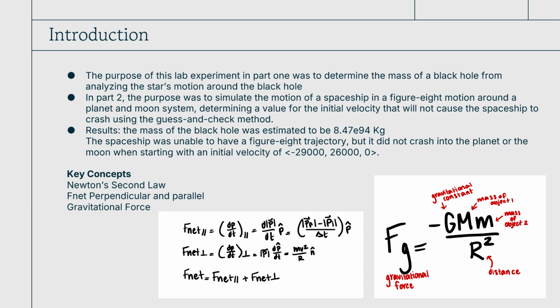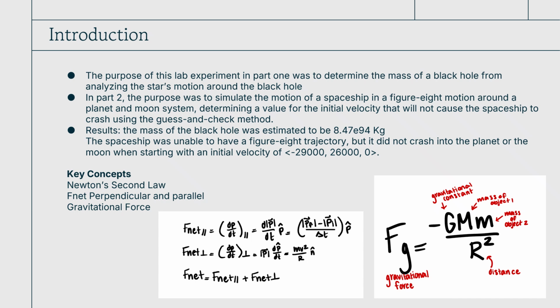As a result of this experiment, we were able to find that the mass of the black hole was estimated to be 8.47 times 10 to the 94th kilograms, and the spaceship was unable to have a figure 8 trajectory, but I did get it to not crash into the planet or the moon when I had it starting with an initial velocity of negative 29,000, 26,000, 0.